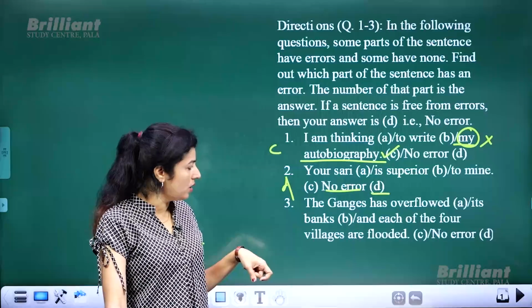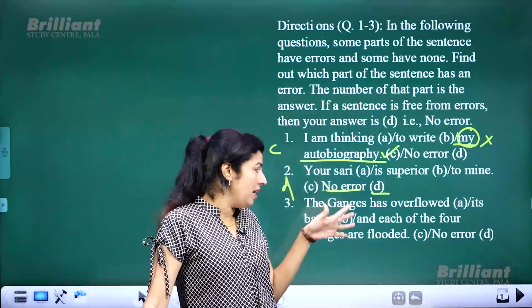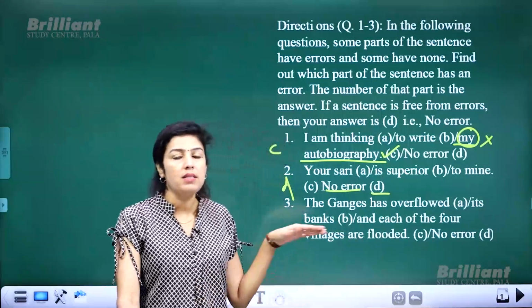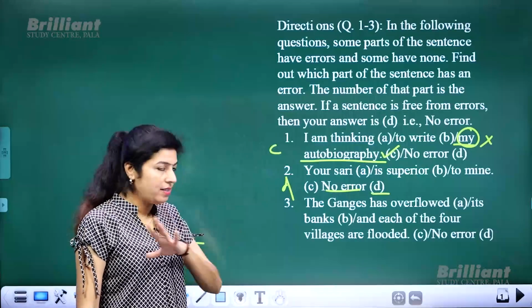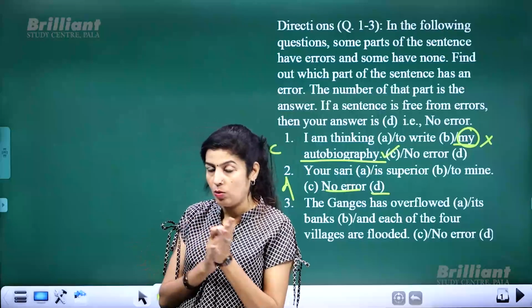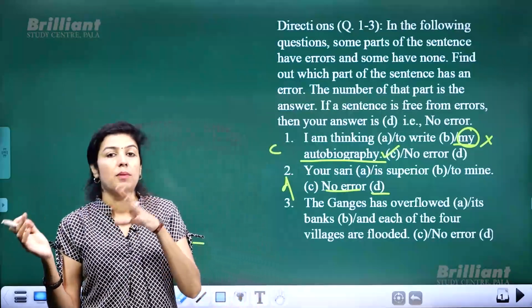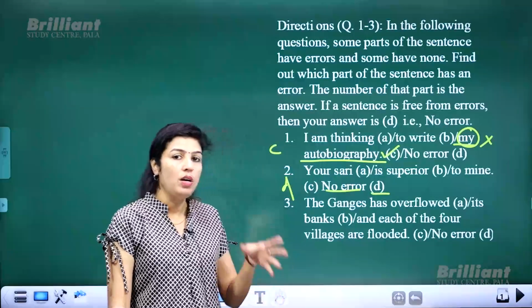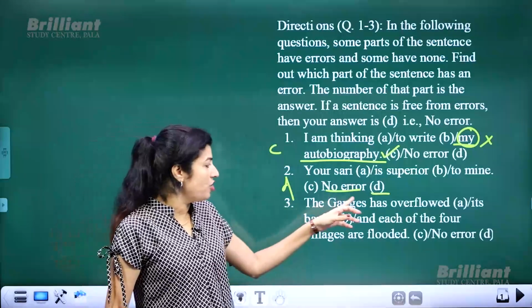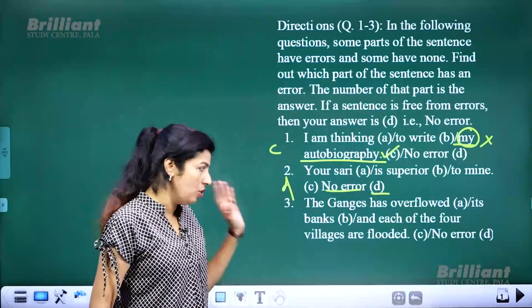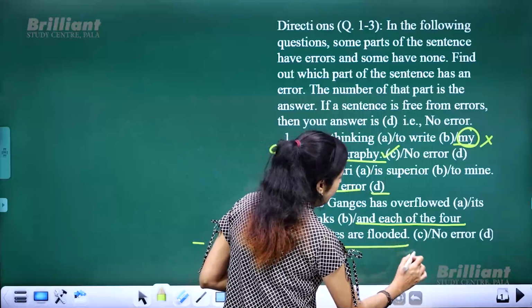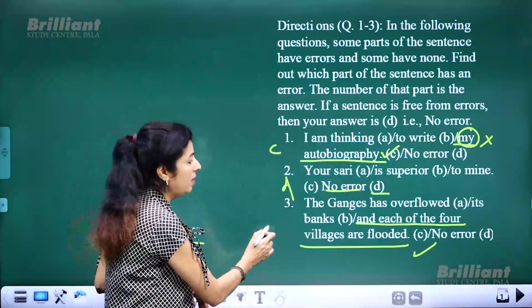Now the third sentence: the Ganges, or the Ganga river, has overflowed its banks and each of the 4 villages are flooded. This sentence has got an error. I guess you might have found the error because we have discussed in so many extra sessions the countables, uncountables, singular, plural, verb, subject agreement, etc. Based on that rule, you should have corrected this sentence. The Ganges has overflowed its banks, no error, and each of the 4 villages. So the error is in the third part, that is the C part.